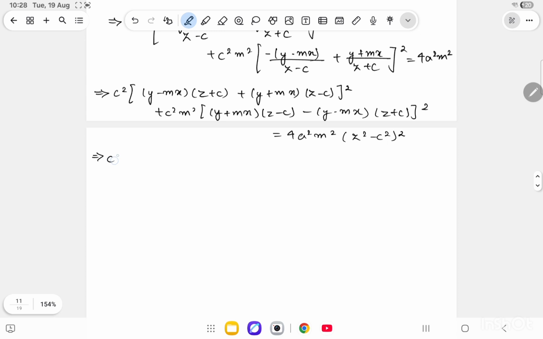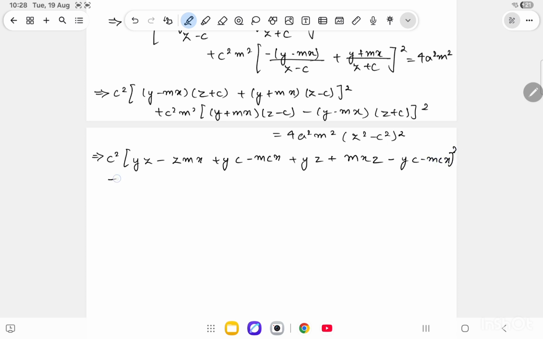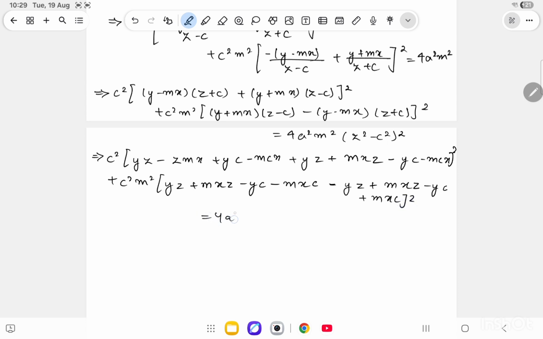So if I simplify it further, I'll get c square [yz minus zmx plus yc minus mcx plus yz plus mxz minus yc minus mcx] square plus c square m square [yz plus mxz minus yc minus mxc minus yz plus mxz minus yc plus mxc] square equals 4a square m square (z square minus c square) whole square.